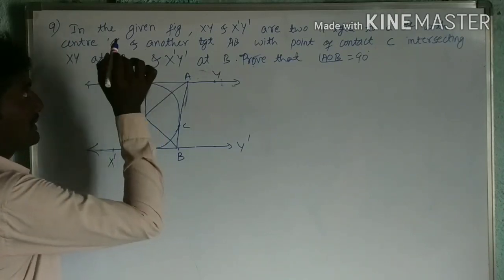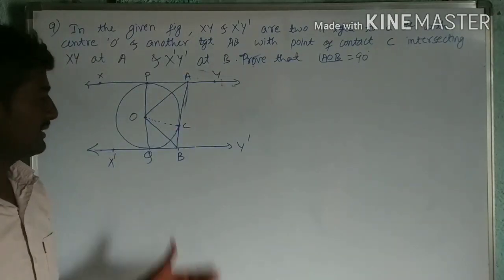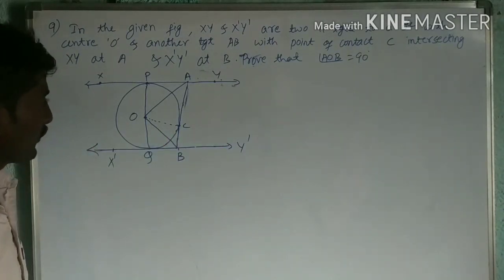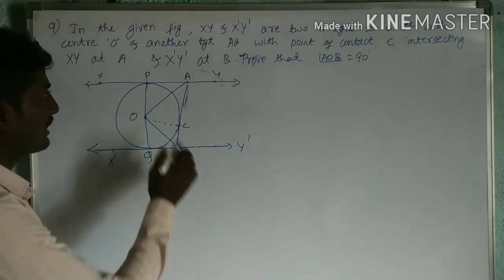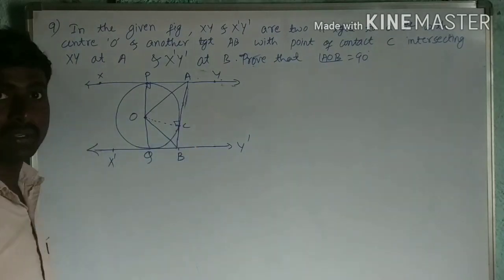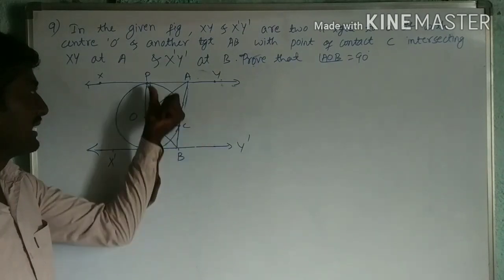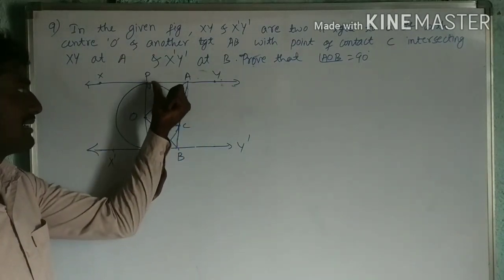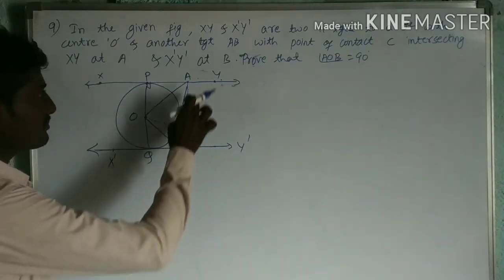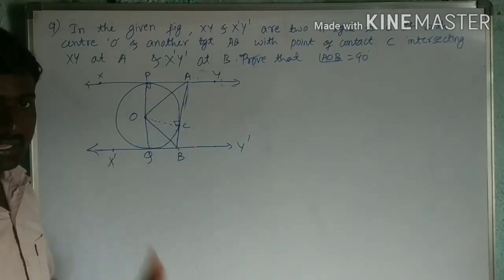Now, especially for this problem, I join OC. This is our own construction. From this, two triangles are formed. This angle is 90 degrees, because OC is the radius and AB is a tangent. Here also OP is the radius and AP is tangent, so this is also 90. APO is one right angle triangle, ACO is another right angle triangle.